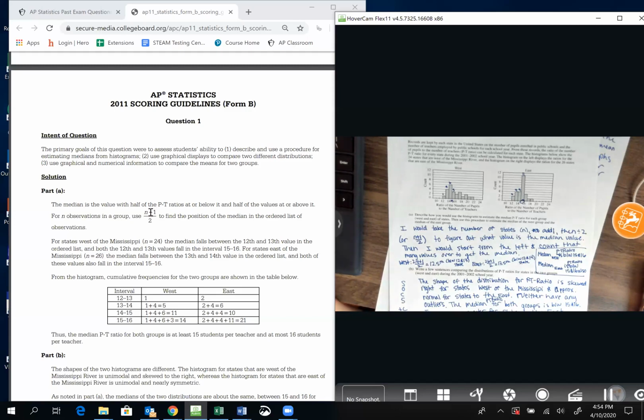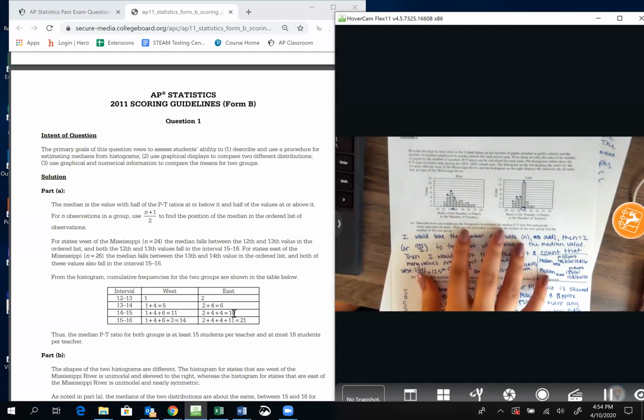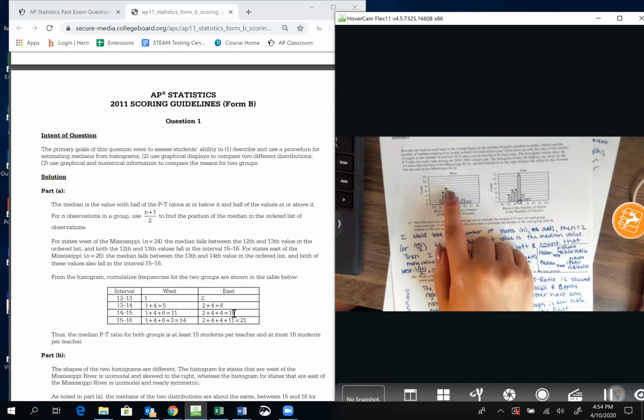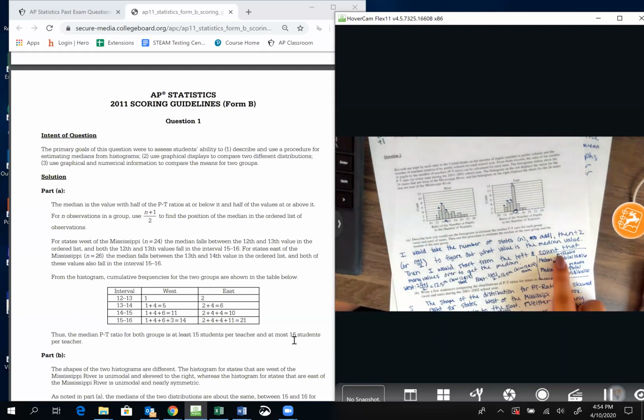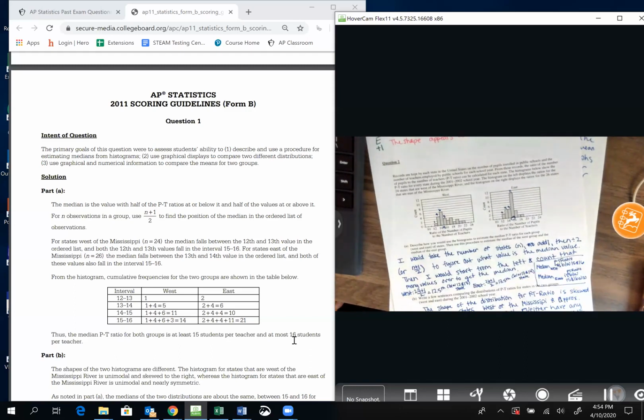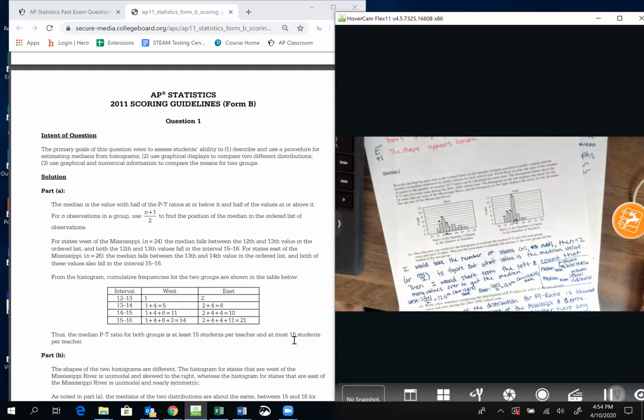So let's see. They also gave the median equation. They found the 12th and the 13th and the 14th. They showed what everything added up to. I just showed on the table. I actually wrote approximately what the numbers were. The median for both groups is at least 15 students and at most 16. So I said it's between, the PT ratio is between 15 and 16. And I wrote that for both.